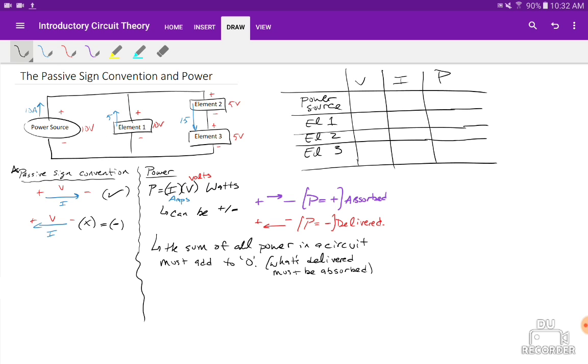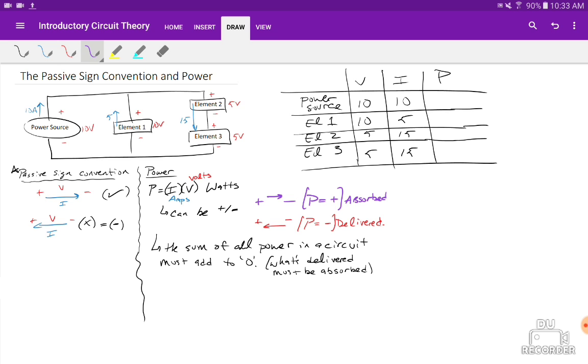So let's see. The power source has 10 volts running across it, and it has 10 amps running through it. Element 1 has 10 volts across it and 5 amps through it. Element 2 has 5 volts sitting across it, and it has 15 amps going through it. Element 3 also has 5 volts, and if you pay attention, that 15 is passing through element 2 and element 3, so it also has 15. So those are our values.